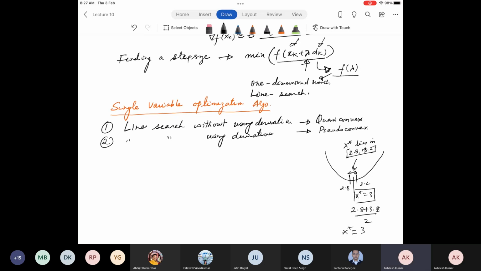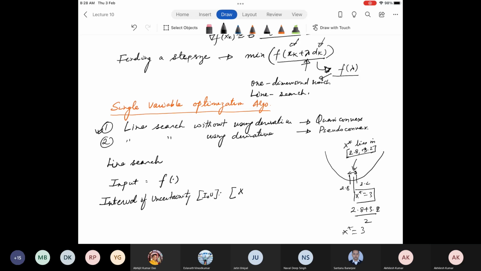Okay, so in line search, I will start with line search without derivative first. But in general, the input is your function and what we call the interval of uncertainty. Going forward, I will call it IOU, interval of uncertainty, as XS and XF. This is my initial interval of uncertainty.